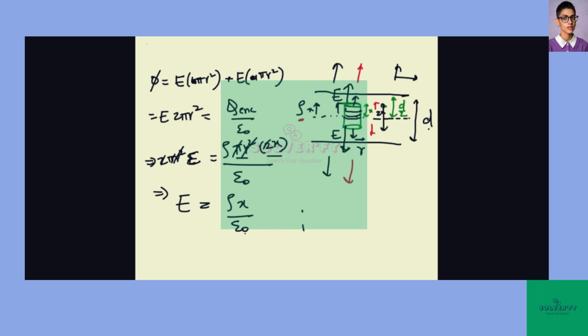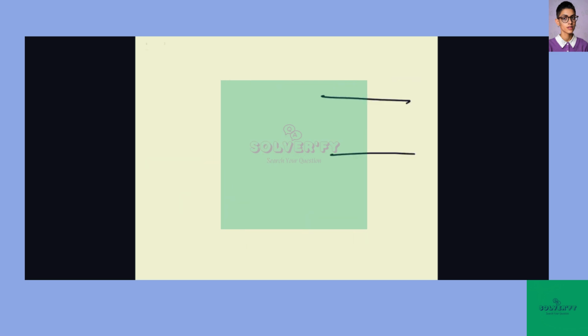Notice that if x is negative, your E will be negative, which is in line with our expectation. When x is negative, we expect E to be downwards instead of upwards. Now that we have this, what about distances which are beyond d by 2? That is, what if this is our x? Then x is greater than d by 2.